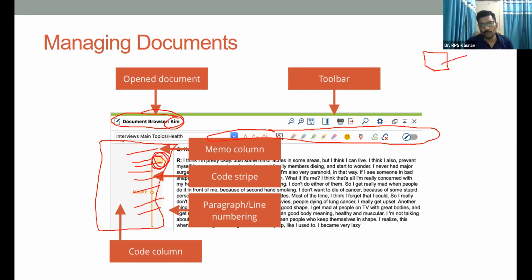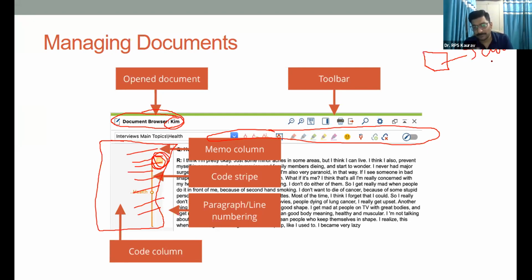A memo is a document which helps you assimilate everything. Say, for example, you are reading this whole interview transcript, or a research paper, or whatever you are reading here. If you want to make a summary of that, you can open a memo.